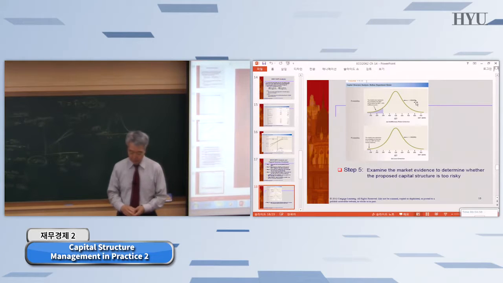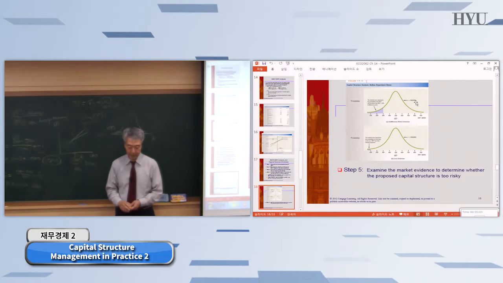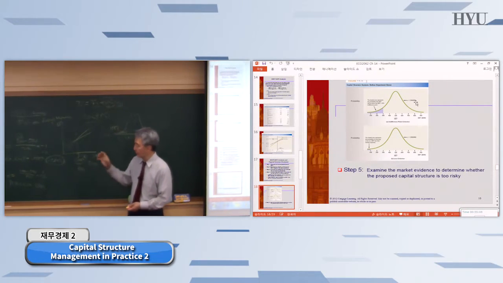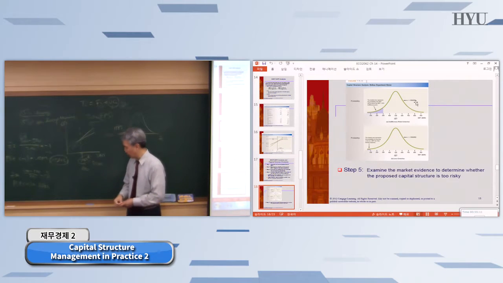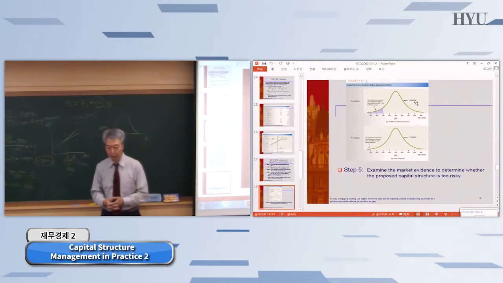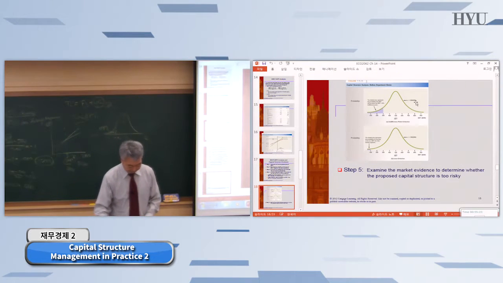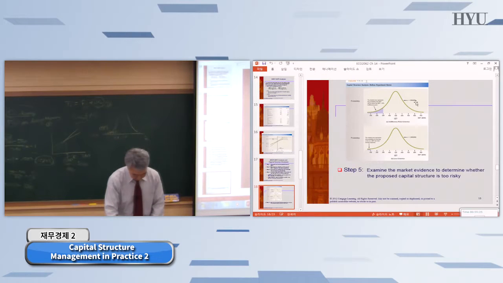So that's just one example of considering the EBIT-EPS analysis and this probability consideration, right? And bringing those considerations into your decision, right? Whether you should do the project or not, accept the project or not, right?